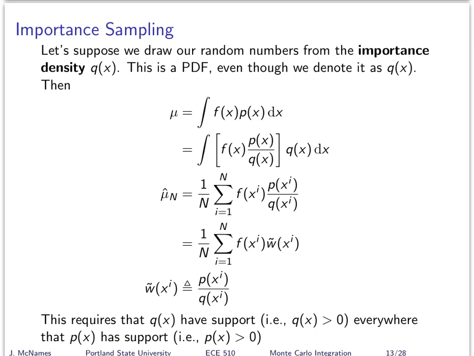So if we're choosing a uniform distribution for q, then we've got a mathematical expression for that same q down here, and this is how we calculate mu hat of n. So we draw our samples, evaluate f, evaluate this ratio, take the sample average, and we get our estimate.